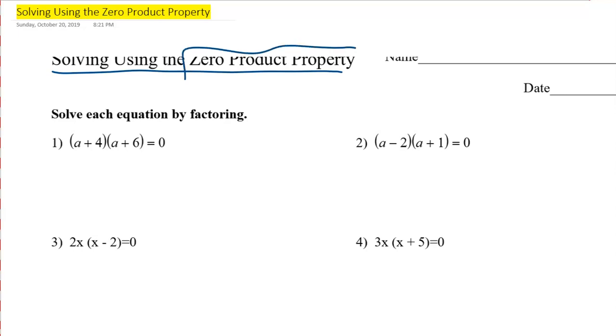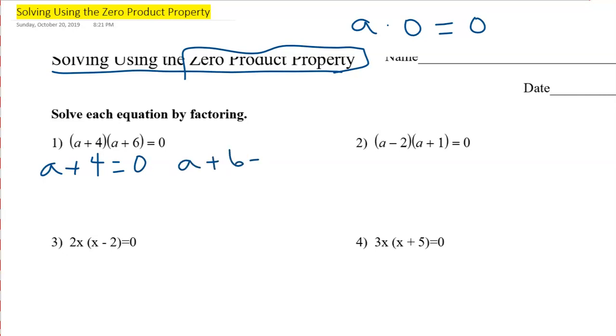The zero product property is the property you learned that said any number times zero gives you zero. So it is not a complicated property. It's saying anything times zero equals zero. So when we go to solve these equations using that property, you'll notice all of them are saying something times something else equals zero. A plus 4 times A plus 6 equals zero. Well, what that means is either A plus 4 has to equal zero, so A plus 4 can equal zero, and A plus 6 can equal zero.